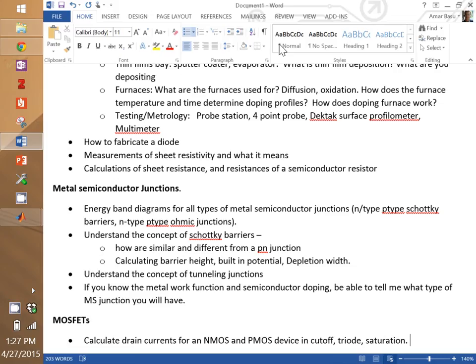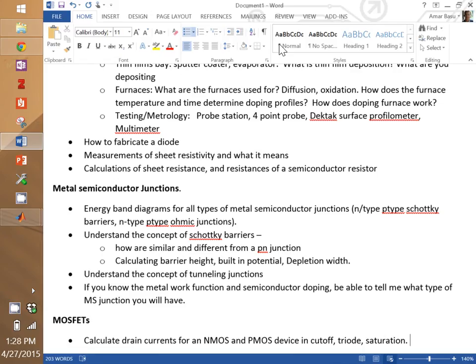So please do make sure that you go through the homeworks very carefully. The threshold voltage calculations can be a little tricky because there's a lot of parts to it, and there's a lot of concepts that you have to understand. So make sure that you're comfortable doing that.